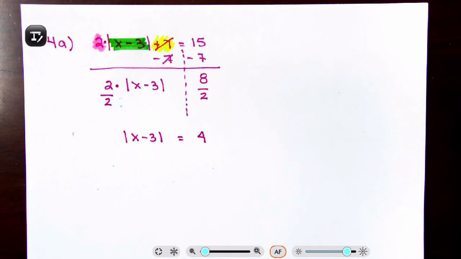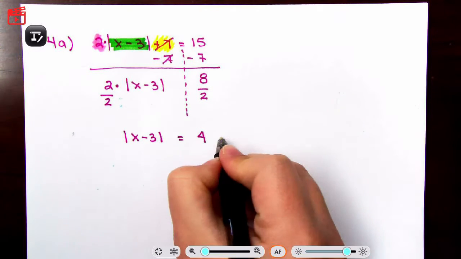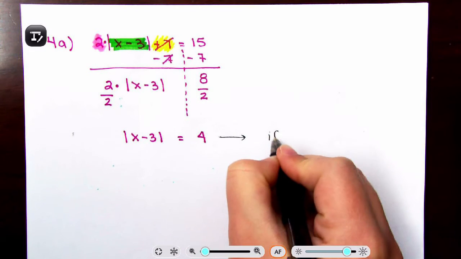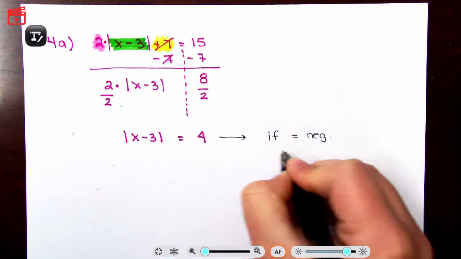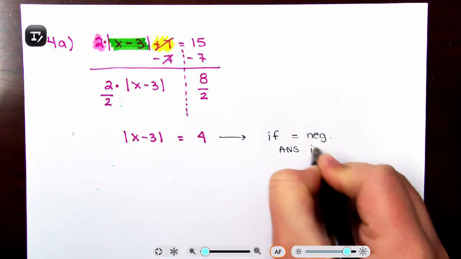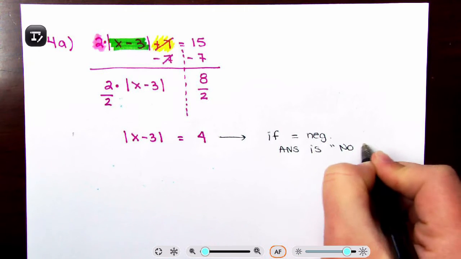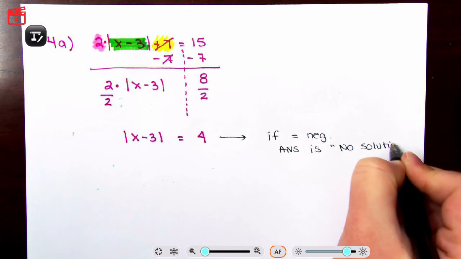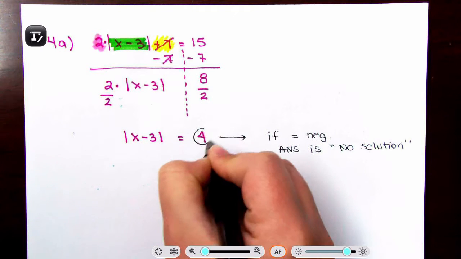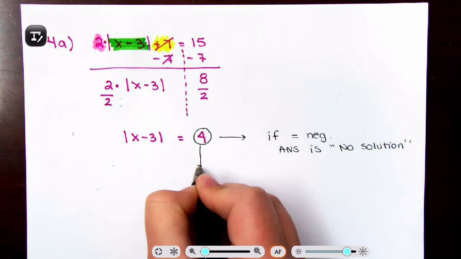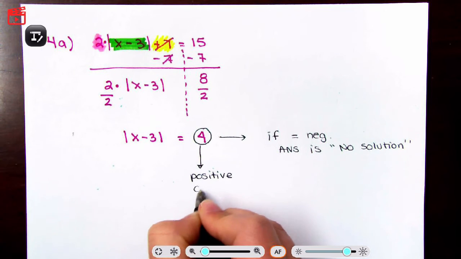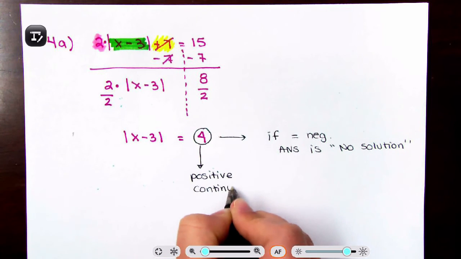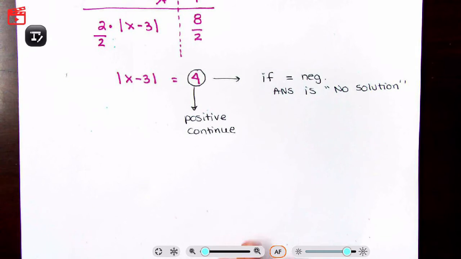Now once you isolate, you need to do your first check. If this number is negative, so if it equals a negative number, the answer is no solution. And we're talking about this number. In this case, our answer is positive. You can continue. So now let's continue. So how do we continue?